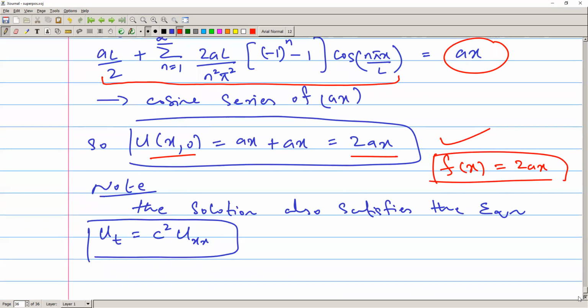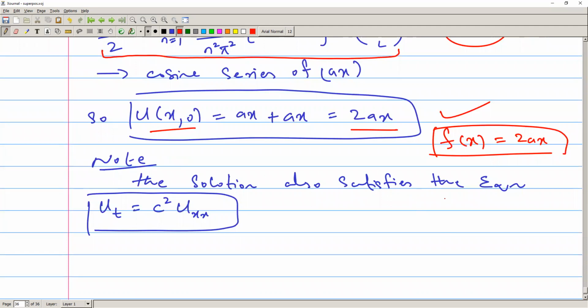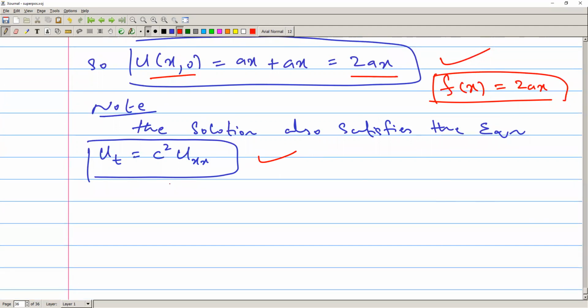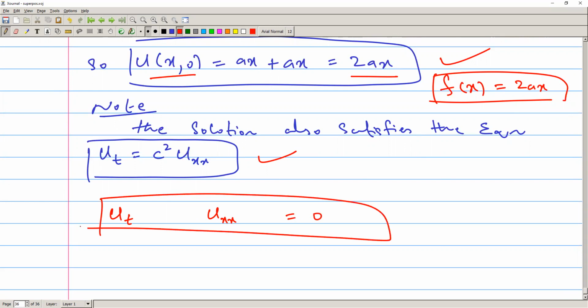And now note the solution must also satisfy the equation. So for that, you can first of all differentiate with respect to t, find ut, and then find uxx, and you will see that this is equal to 0. So in this manner, we can solve the Neumann boundary conditions, homogeneous and non-homogeneous, and hope you guys understood this lesson.